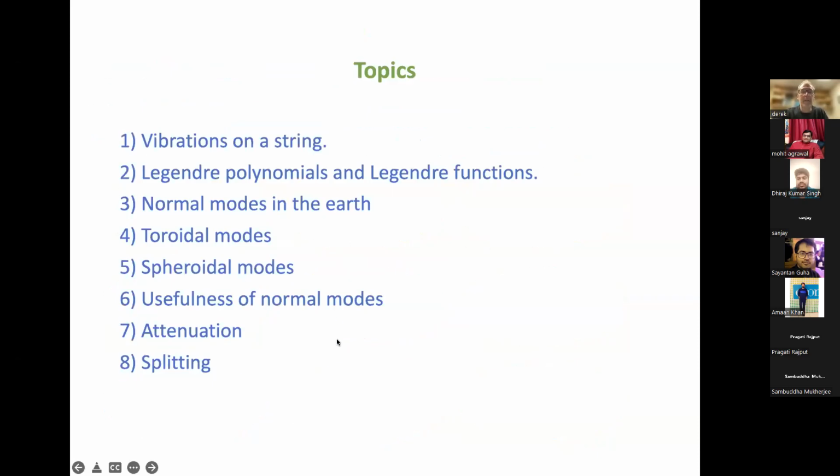So I want to cover these topics: vibrations on a string, Legendre polynomials and Legendre functions, normal modes in the Earth, and then we will get to two types of normal modes, toroidal modes and spheroidal modes. We'll talk about the usefulness of normal modes, then attenuation of normal modes, and then splitting of these modes.